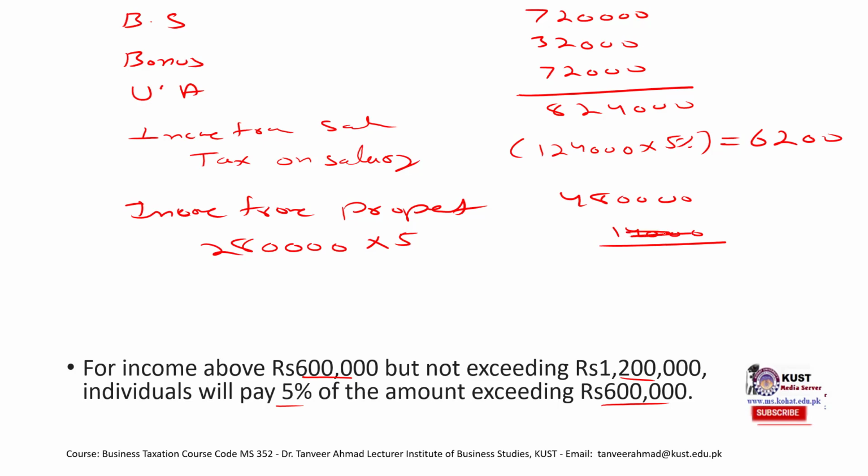Sorry, let me write it over here. 14,000. So the total tax that includes the tax on property and the tax on salary would be 14,000 plus this 6,200 that we are paying as tax on income from salary. This would be 20,200 rupees. This is the tax that this specific individual would have to pay.